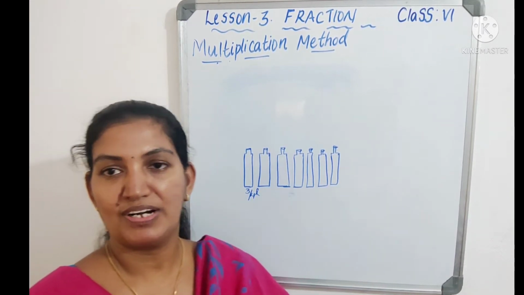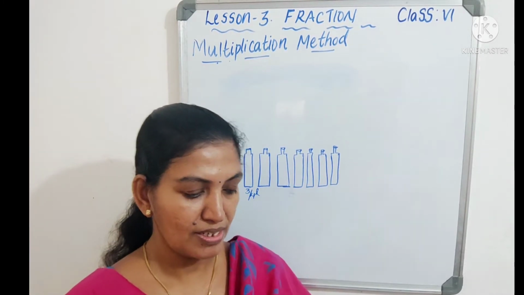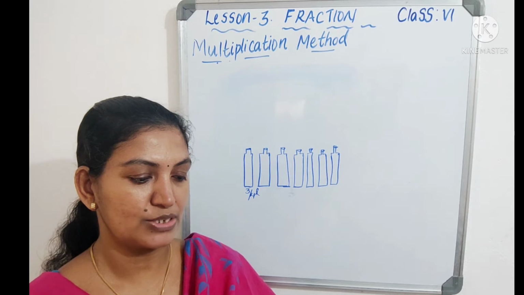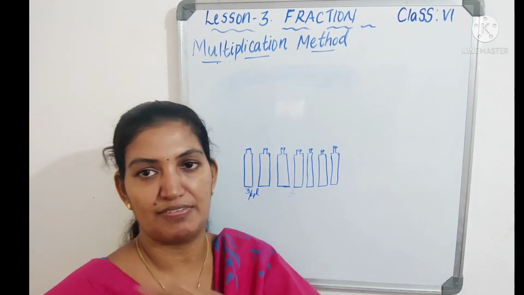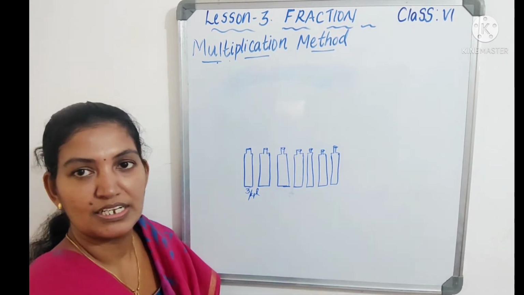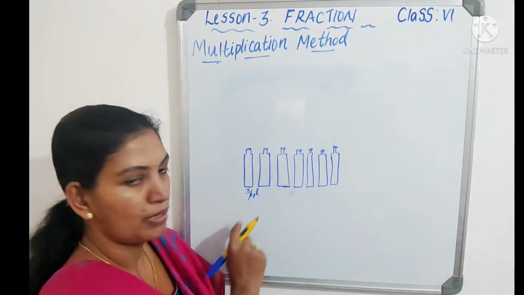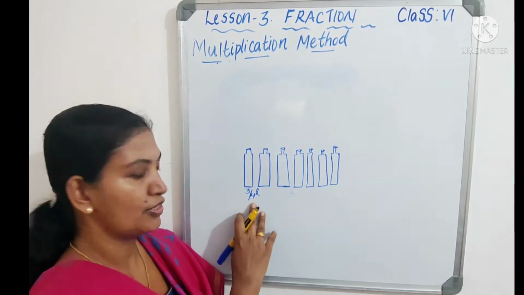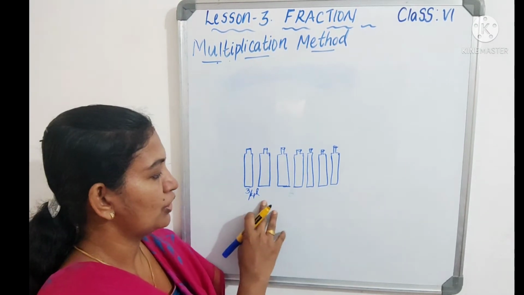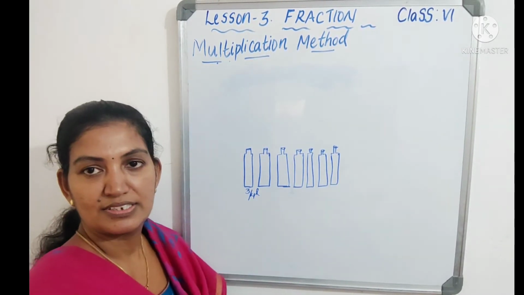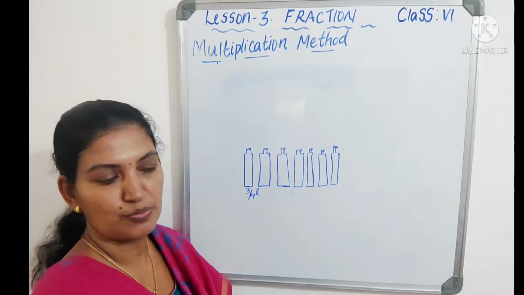Okay, let us take one small example. A bottle can hold 3/4 liter of milk. How many liters of milk are there in 7 such bottles? That is, there are 7 bottles, and one bottle holds 3/4 liter of milk. So how much milk is in 7 bottles? That we have to find.